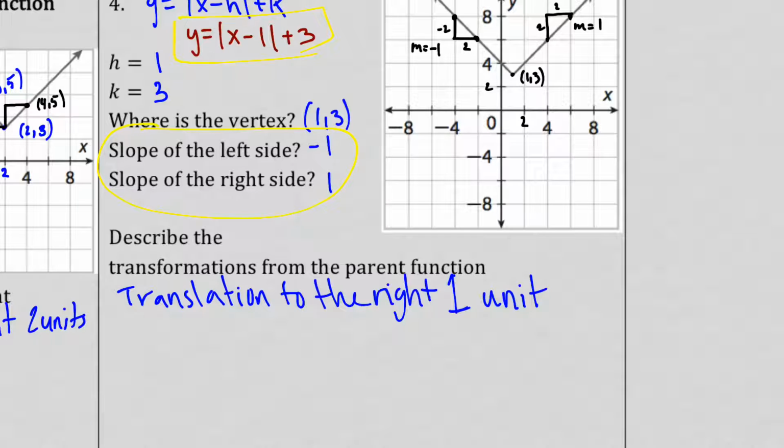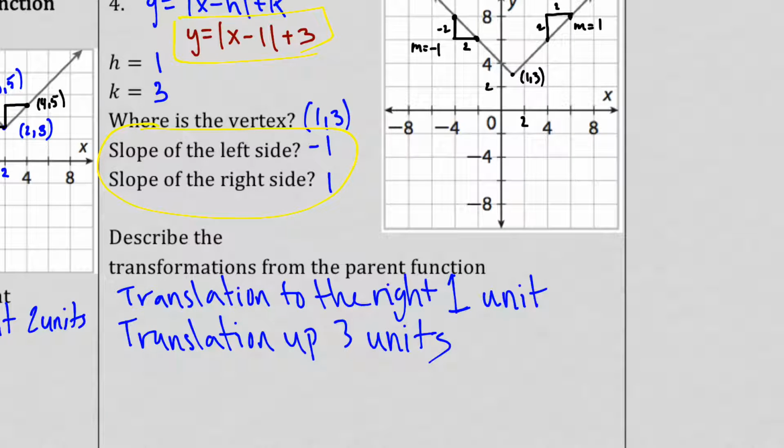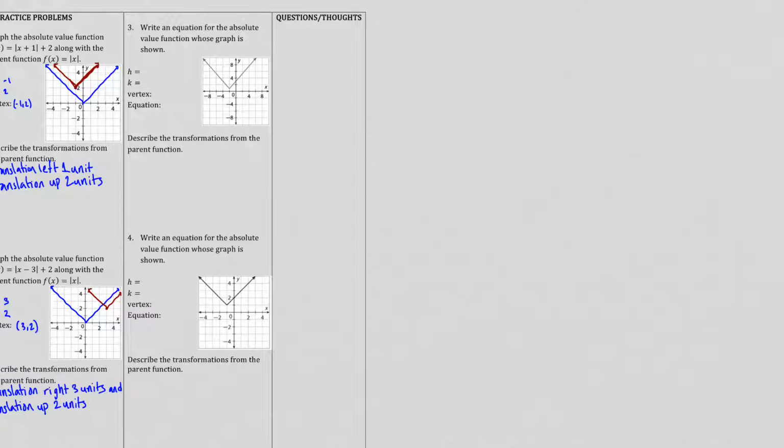And k is 3. K is vertical, so that means up or down. Positive means up, negative means down. So in this one, it's a translation up 3 units. And done. Alright, I want you to go to your side now and try 3 and 4.